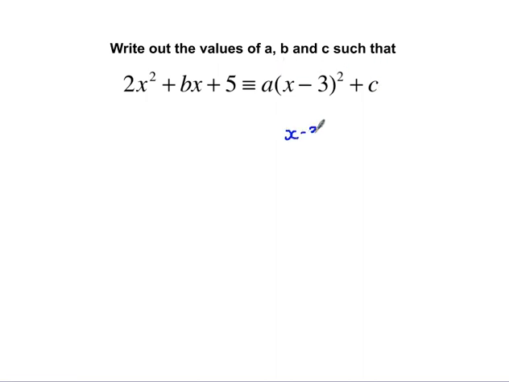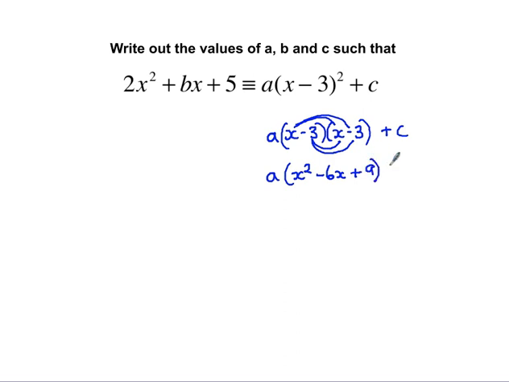So that's x minus 3 all squared. We'll do that first, and then we'll multiply through by a afterwards. So we've got a lots of x squared minus 3x, which will be minus 6x, plus 9, plus c. So then we multiply through by the a, and we've got ax squared minus 6ax plus 9a plus c. And now we can begin to equate the terms.